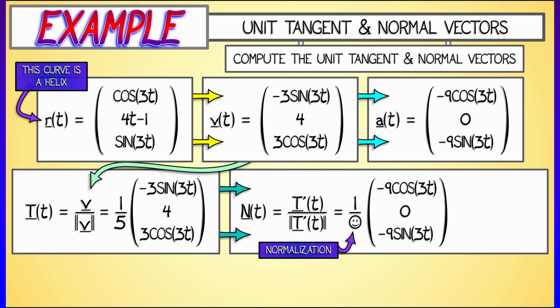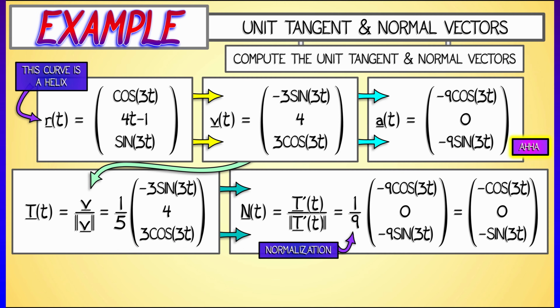Why? Because I've got a cosine of something and a 0 and a sine of something. And so when I square those and add them together, well, look, it's just going to give me a 9 there. And normalizing by that gives me a unit normal vector with components negative cosine 3t, 0, and negative sine 3t. And I look at this and I say, oh, wait a minute, aha, I see that this unit normal vector is in fact parallel to the acceleration vector. Now that's interesting because it's orthogonal to the unit tangent vector.